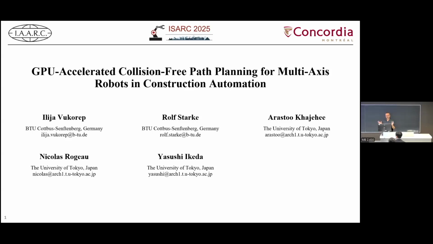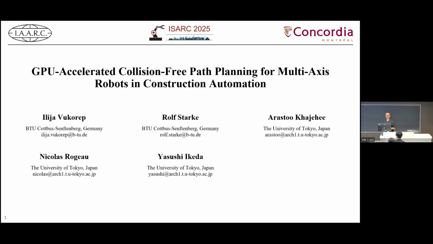I'm Ilija Vukorep. I'm chair of digital design methods in Cottbus in Germany, and together with Rolf Starke, who's here also in audience, and with University of Tokyo, Yasushi Ikeda lab in Tokyo, and Nicolas Rogeau, and Arastoo Khajehee, we did this research, and it's about GPU accelerated collision-free path planning for multi-axis robots in construction automation.